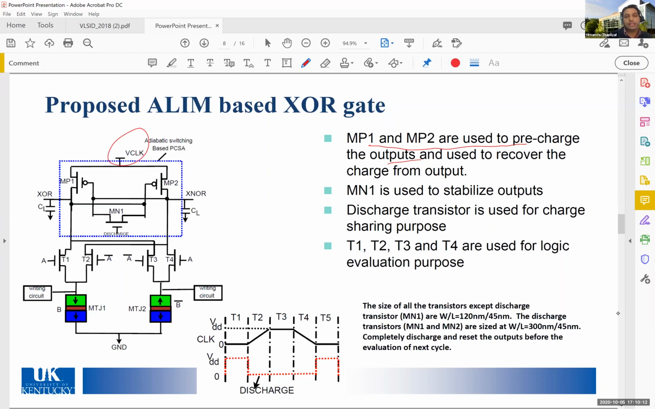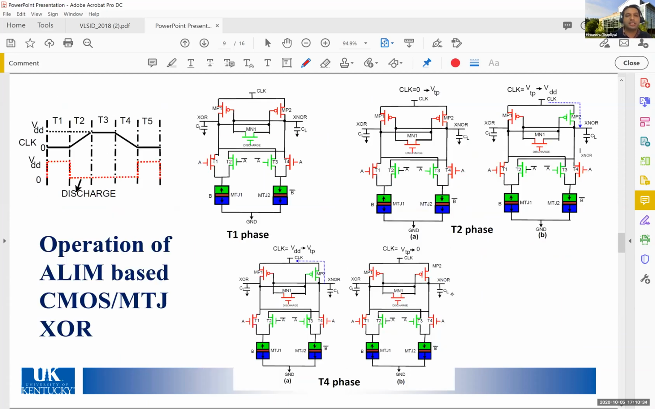Another interesting thing in this case is that we assume all the transistors, except the discharge transistors, are of equal size. We size the discharge transistor comparatively bigger than the other transistors because we want to make sure that our outputs are reset before the evaluation of the next clock cycle. So this is an illustrative example.